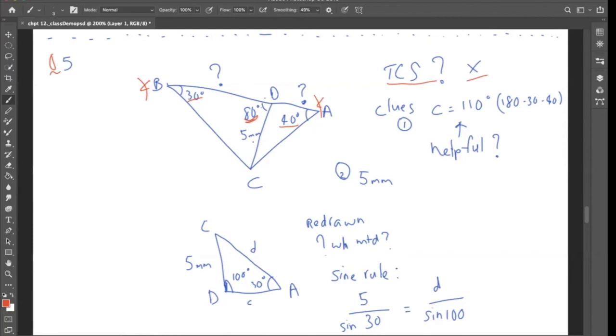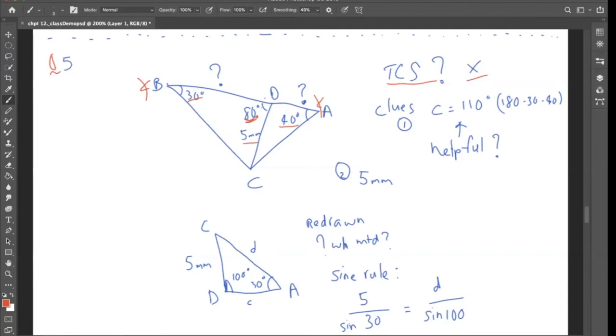The only clue given to us is that C and D is 5 mm. Okay, C and D is 5. So we write in all the clues in our diagram. All right, so we have to find B and D that we do not know, D and A that we do not know.